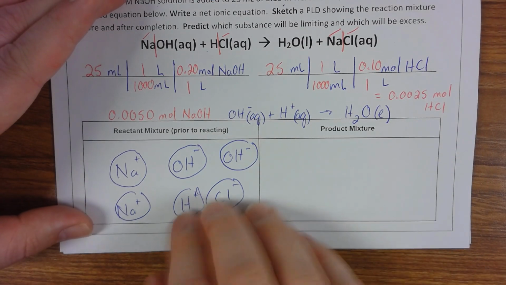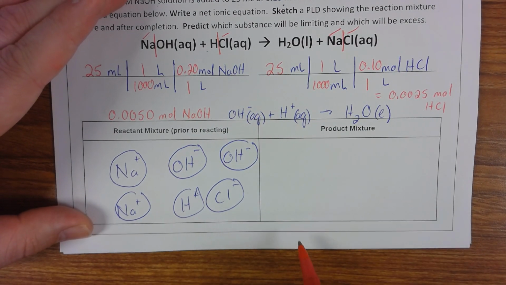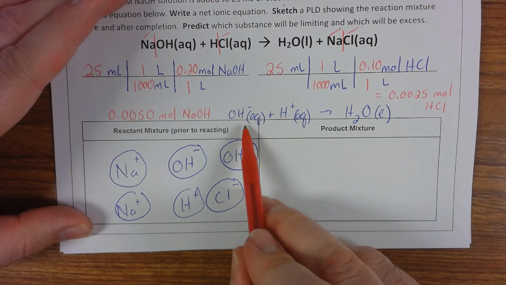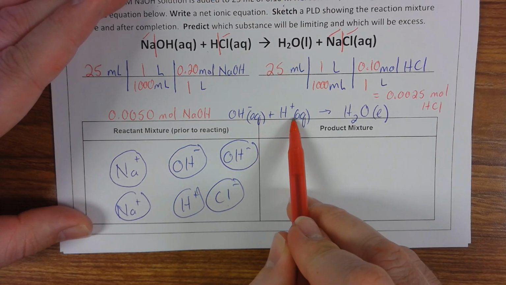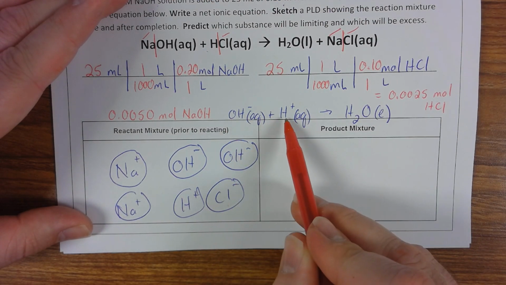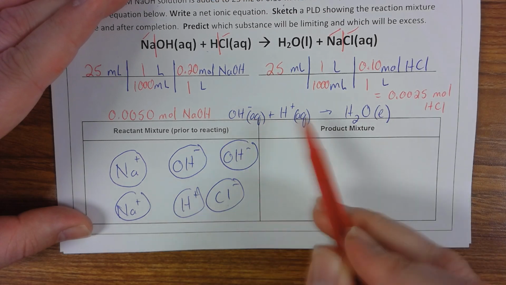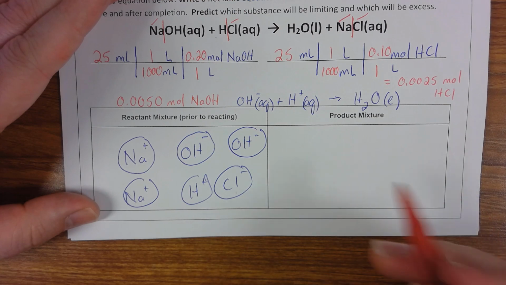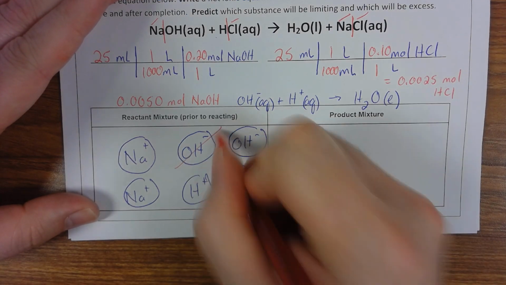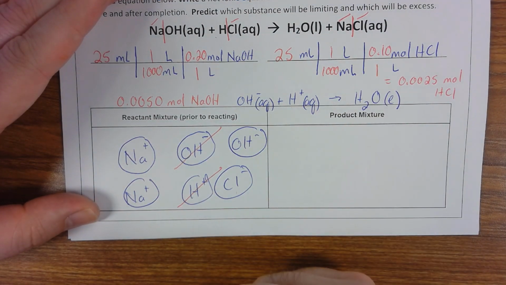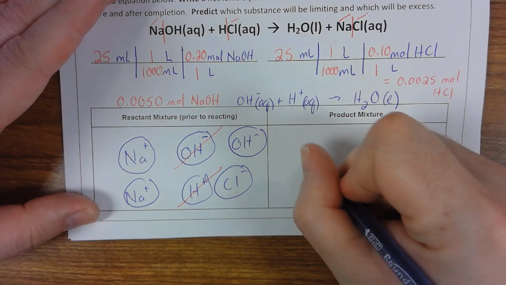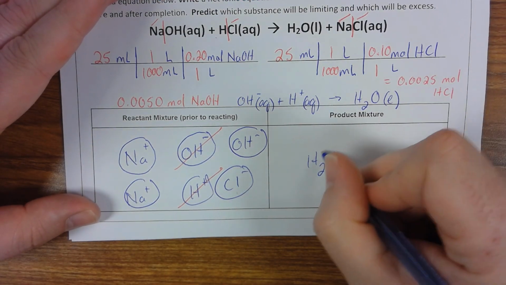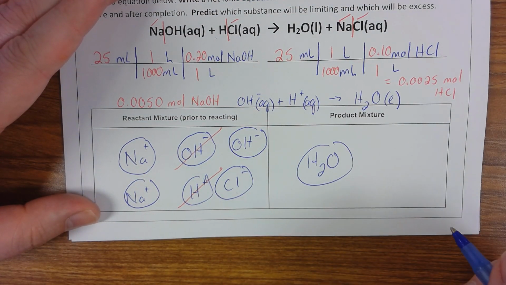Now, let's get to the actual part where we have a chemical reaction. The Nas are spectators, and so are Cls. So when we wrote our net ionic equation here, all that's happening is OHs are coming together with H pluses, so hydroxide with protons, to make water. So I'm going to go over here and I'm going to find myself a hydroxide. I'm going to find myself a proton. I'm going to cross them out, and I'm going to use them to make water over here. Ta-da!